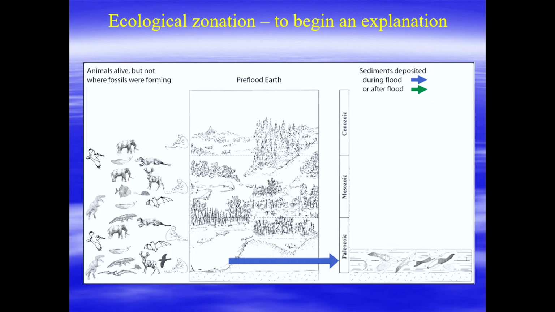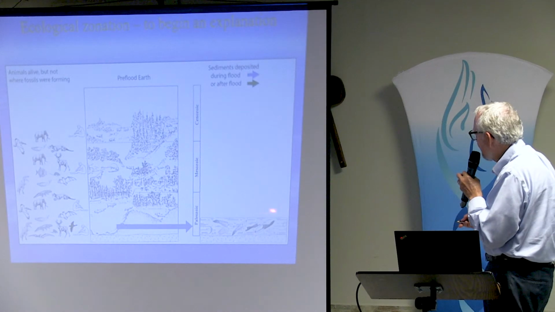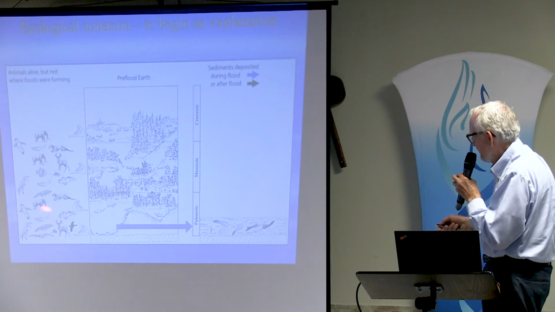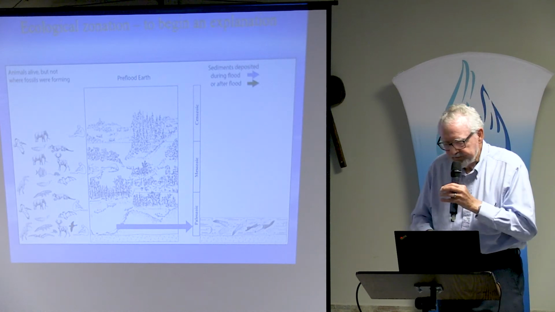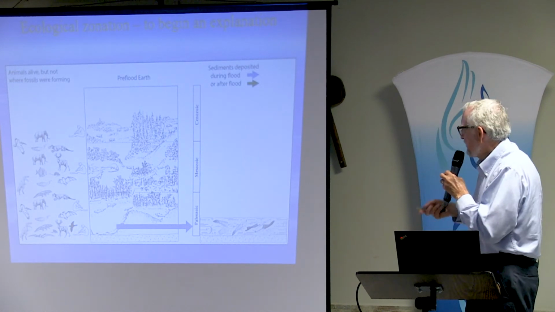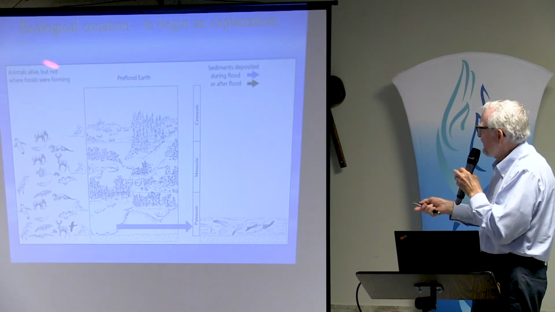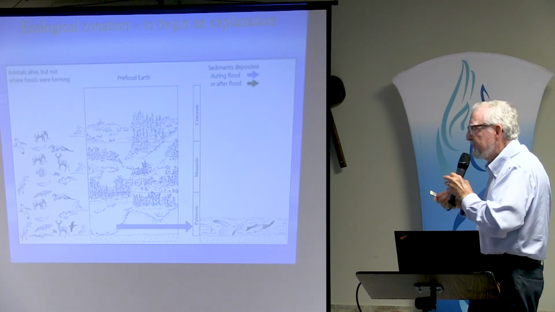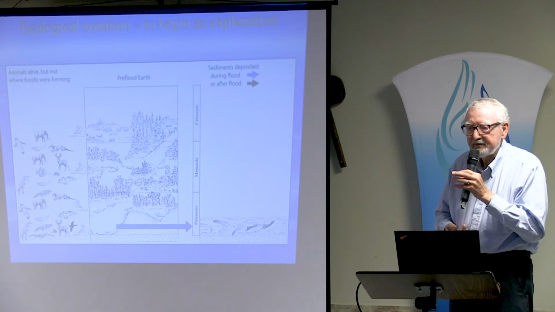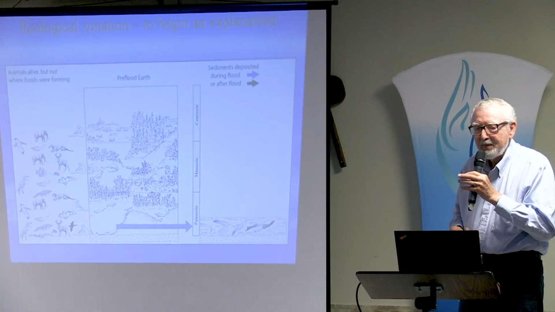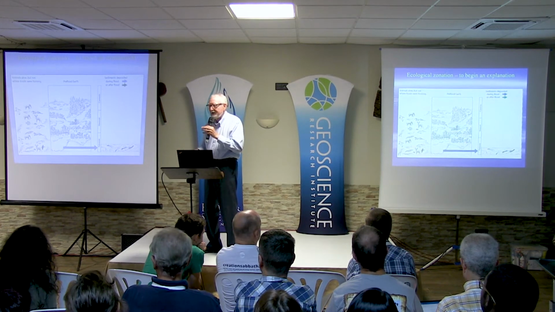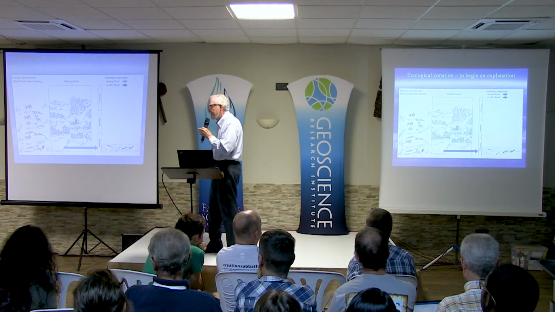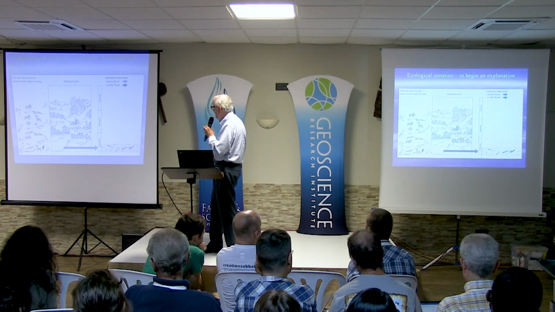On this side, we'll show what happens to things. Things get killed. They get deposited in the rock record in layers of rocks over here. Come back to this briefly in a little bit. So the suggestion in this idea of ecological zonation, this begins an explanation. I'm not going to give you the whole explanation. We've never seen a global flood. How could we know how this really works? Well, we can at least begin to think about it.